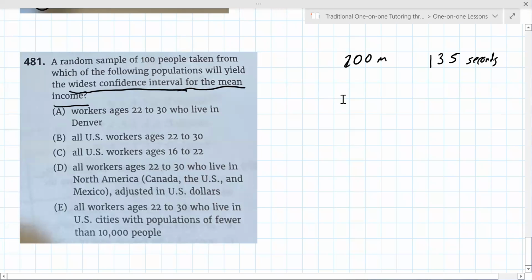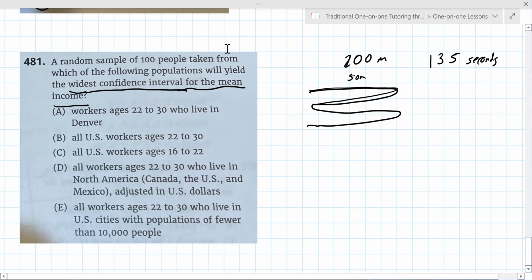All right. Now, 200 meters is like you start at one end, you go to the other, then you come back, and then you go back again. Is that right? 50-meter pool. Is that normal? Yeah. Okay. So now let's just say you sample 100 people that are at the local swimming pool.